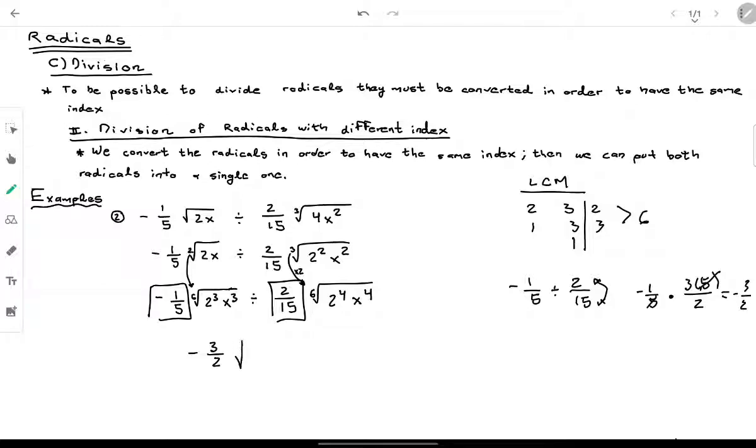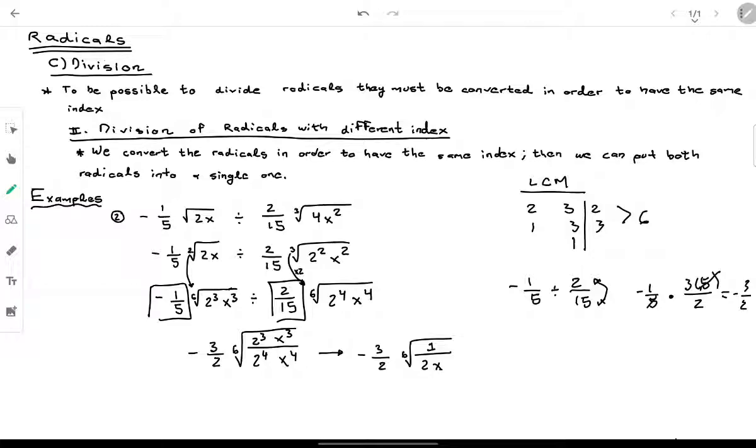We can put both radicals into the same one. On top we will have 2 cubed, x cubed, and on the bottom we will have 2 to the 4, x to the 4. So what will happen next? Minus 3 halves, the 6th root of 1 on top. 2 to the 4 and 2 cubed is going to be only 2, and x cubed over x to the 4 is going to be only x.